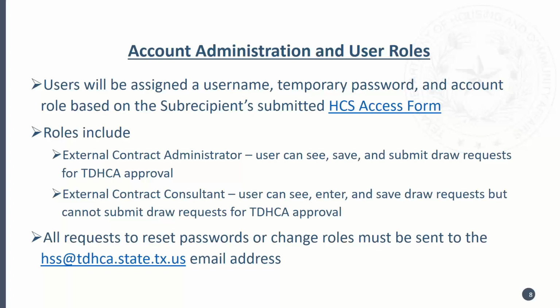Going off of that HCS access form that you've all submitted, there are going to be two main roles that you have assigned based on that form. The first is going to be this external contract administrator role. This user is able to see, save, and submit draw requests for TDHCA approval. So this is the key element here. This user is able to submit draw requests for TDHCA approval.